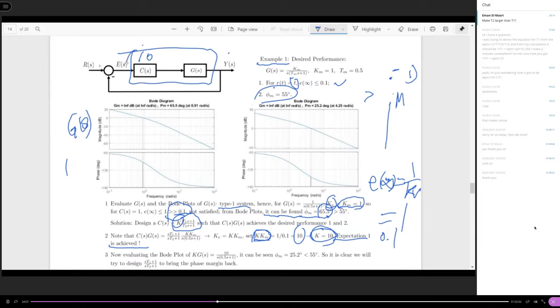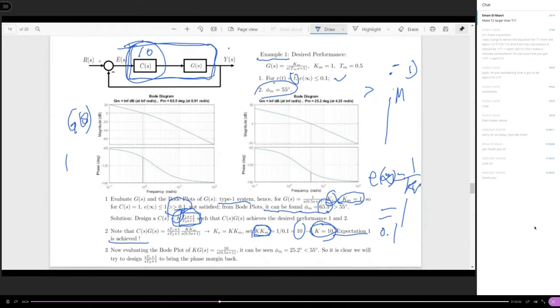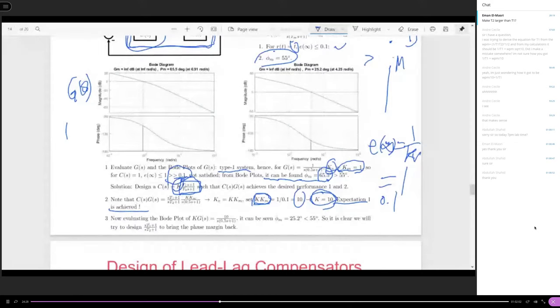Well, just before you can be happy, you have to check the other performance requirement. You have to check, under this 10, what exactly is the phase margin of this new open loop system, right? Remember I have not kicked this part in yet. I've only tested K equal to 10. So if you do this evaluation, you need to evaluate the Bode plot of K multiplied by G of S, which is going to be equal to 10 over S times (0.5 S plus 1), right? Very natural, intuitively. But then you look at this plot, this is 10G. Then you can see what happens.